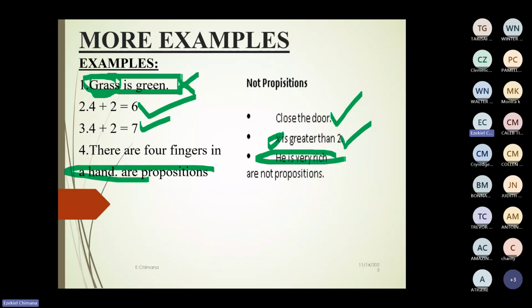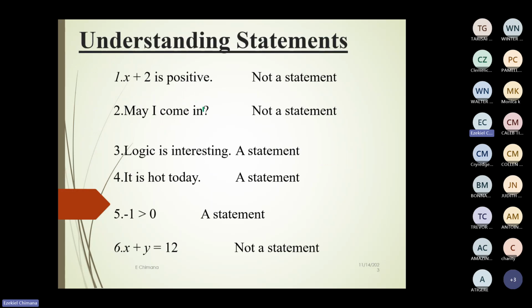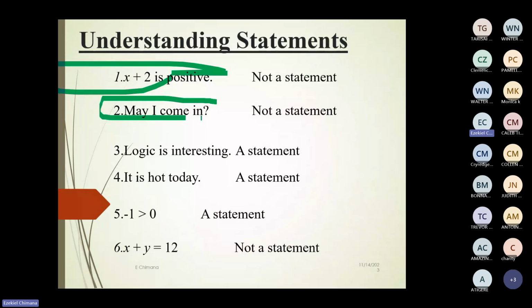He is very rich. This one is not a proposition again, because we are saying he, but whom are we referring to? So this one is not a proposition as well. These are more examples. x plus 2 is positive. It's not a statement because its truth value is neither true nor false. Logic is interesting. This one is a statement because if you say logic is interesting, you can now ask, is it true or false?